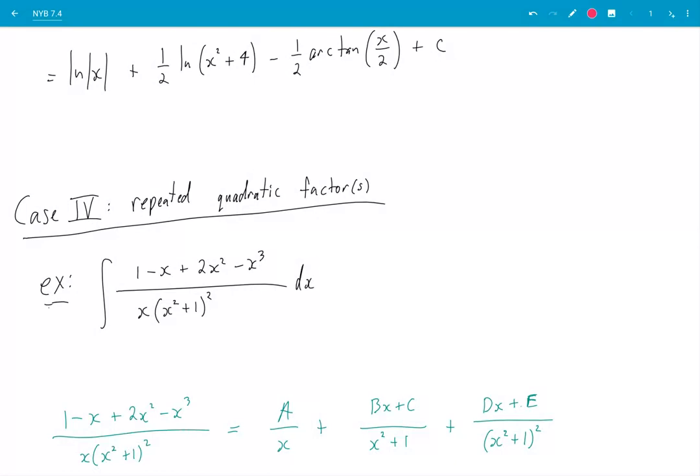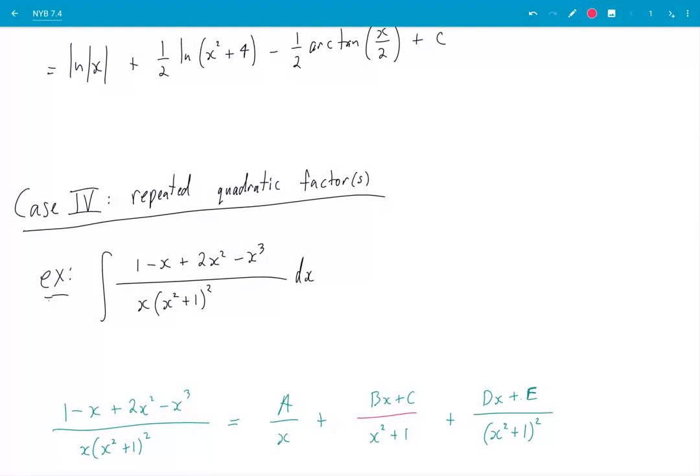Okay, so here's the pattern we follow. For the linear factor x, do the same thing as usual. But for the repeated quadratic, we do something similar to case 2, where, because this is squared, we have a term where x squared plus 1 has exponent 1, and then another term where x squared plus 1 has exponent 2. And we stop there because this number over here is a 2.